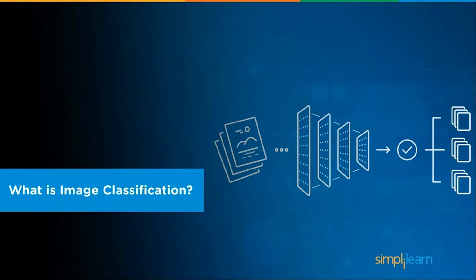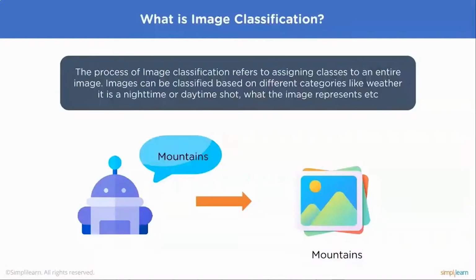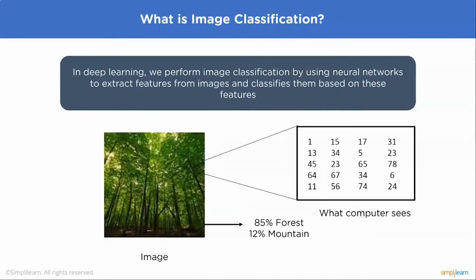What is image classification? The process of image classification refers to assigning classes to an entire image. Images can be classified based on different categories, like whether it is a nighttime or daytime shot, what the image represents, etc. And you can see here we have mountains, looking for mountains. We'll actually be doing some pictures of scenery and stuff like that.